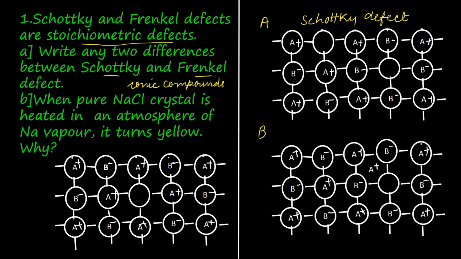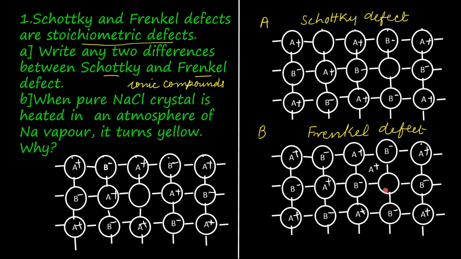Consider the diagram marked B. This is the diagrammatic representation of Frenkel defect. The picture shows the alternate arrangement of cations and anions. At one particular site, you find one ion is missing. It has been shifted from this position to the interstitial space. This space is called interstitial space. So that ion is not lost. In the case of Schottky defect, the ions are totally lost. So this is one point of difference between Frenkel and Schottky defect.